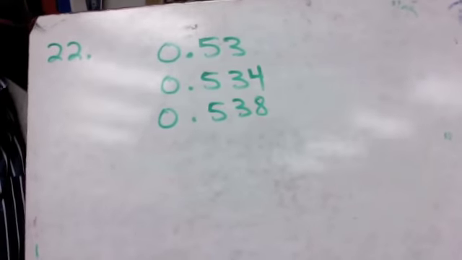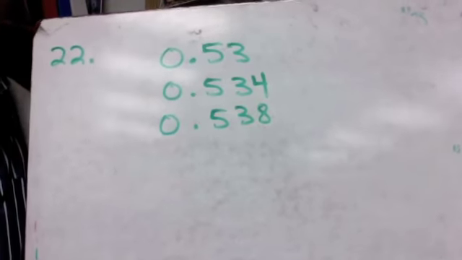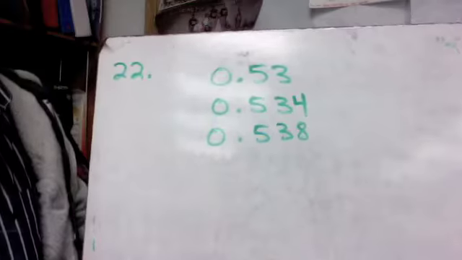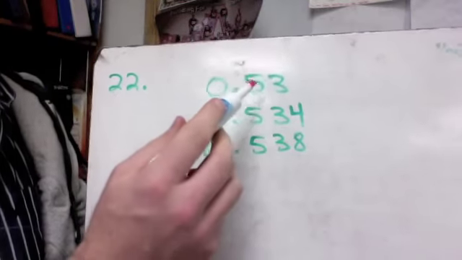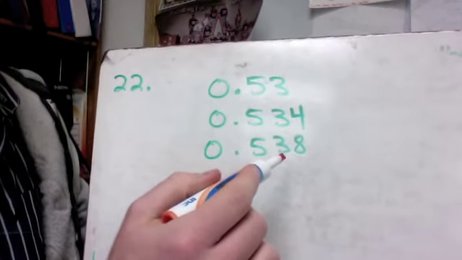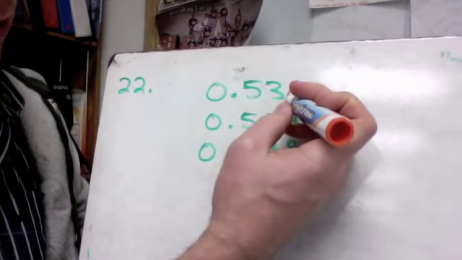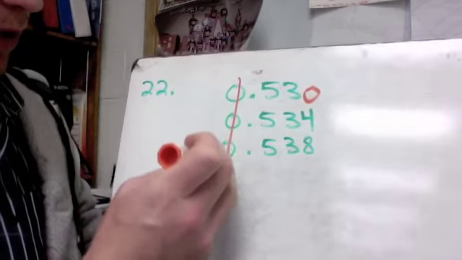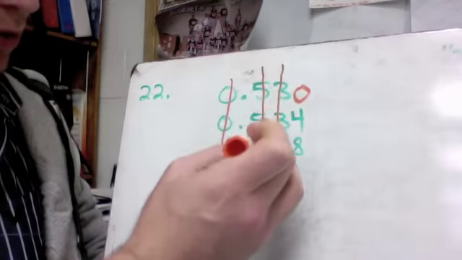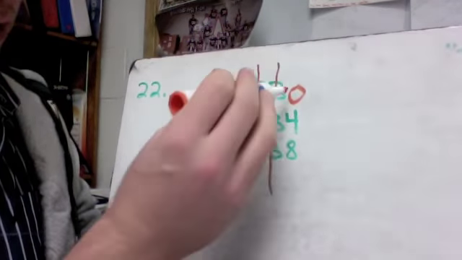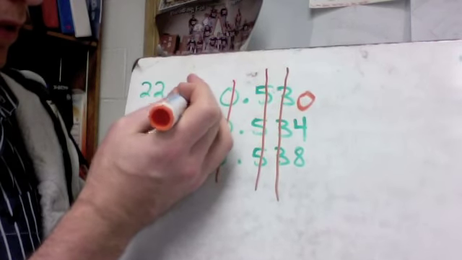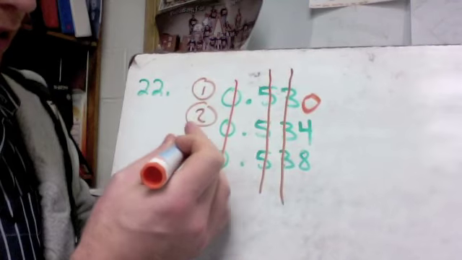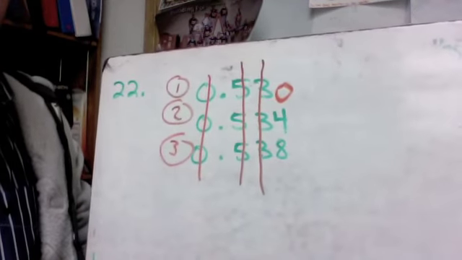Alright, here's 22. And the quickest thing, or the easiest thing I think to do here, is just make them so they're all in the same place value. So right now this one's in the hundredths, but these two are in the thousandths. So I'm just going to add a 0 here, and then that should make it pretty easy. Those are all the same, those are all the same, those are all the same. Now we know we've got 0 in the thousandths place here, so that's the smallest. 4 in the thousandths place, 8 in the thousandths place.